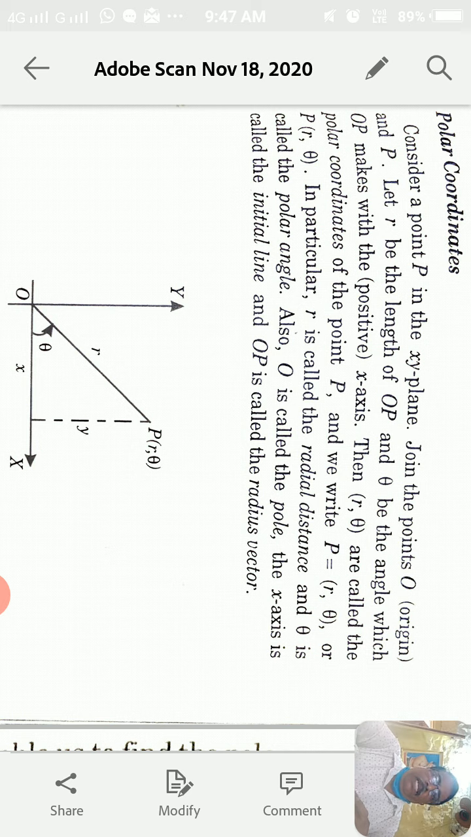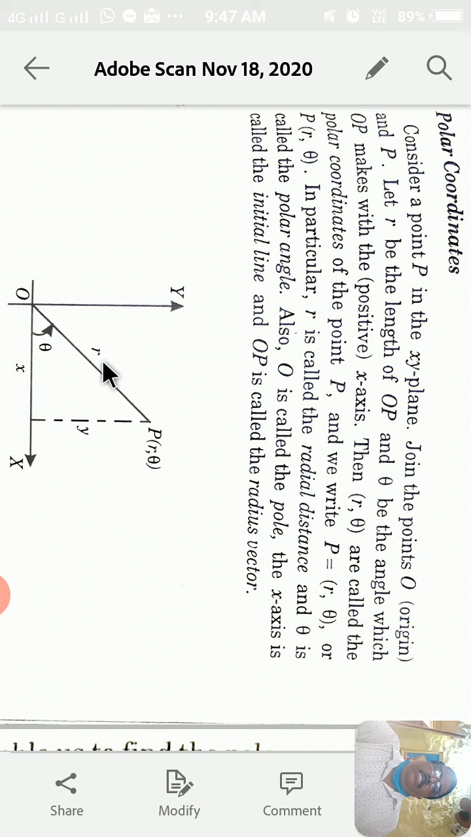Okay, so here what we do, let P be any point in a plane, in the xy plane. Then let O be the origin. Next, join O and P. This is O and this is P. Then let r be the length of OP.